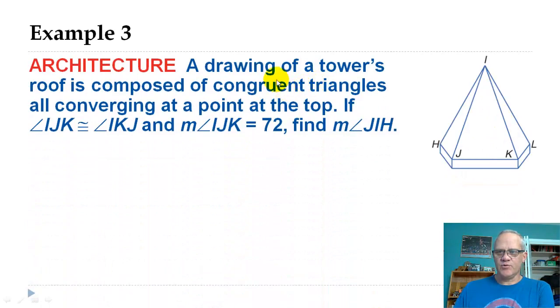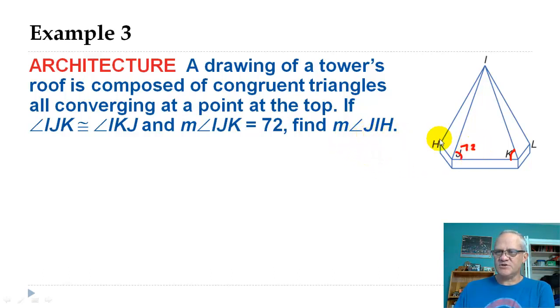Here's a little example to finish things out today. A drawing of a tower's roof is composed of congruent triangles. So all these are congruent triangles here. We can see one in the front and a couple on the side. They all converge to a point on the top. If IJK is congruent to IKJ, that means these two angles are congruent. Okay, those two are congruent. IJK is 72, so that means this is 72.